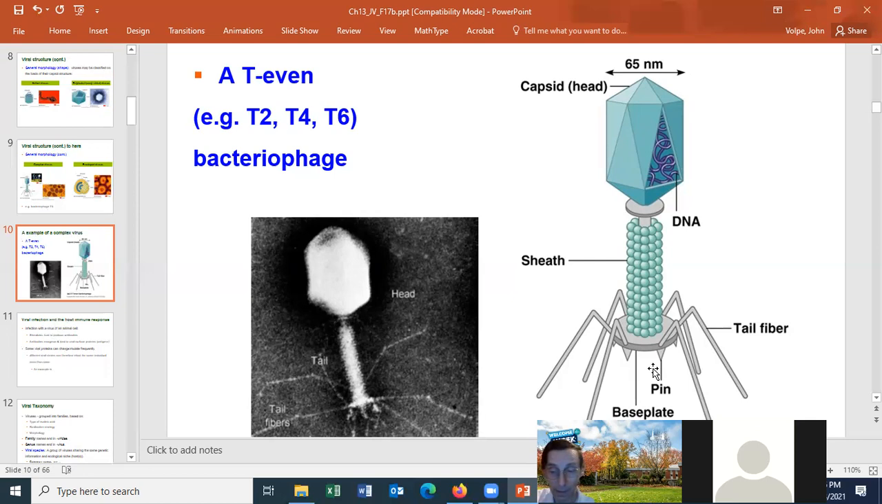And can anyone tell me why a bacteria cell is harder to infect than an animal cell? Nobody's going to guess? Well, animal cells only have a cell membrane, and it's much easier for a virus to infect and get through the cell membrane than it is for a bacteria virus to infect and get through the cell wall, and then get through the cell membrane.